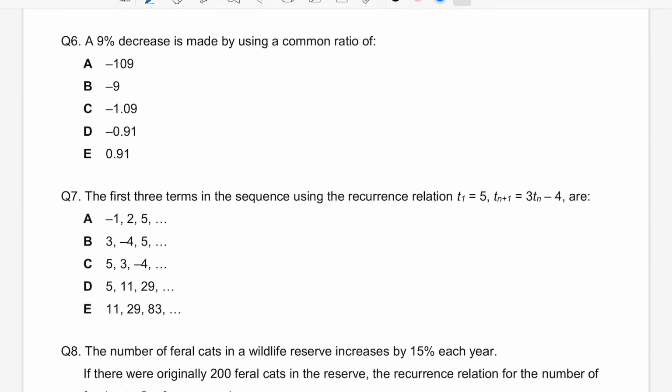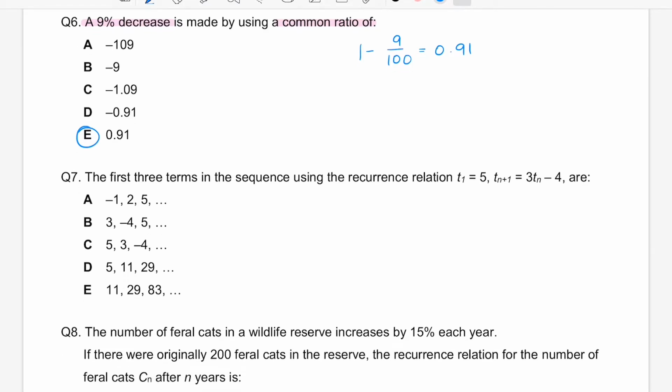Alright, question 6 says a 9% decrease is made by using a common ratio of. So with this particular question, it's a decrease, so we can do 1 minus 9 divided by 100, and if you just use your calculator, that's going to give us 0.91. So my answer will be E.